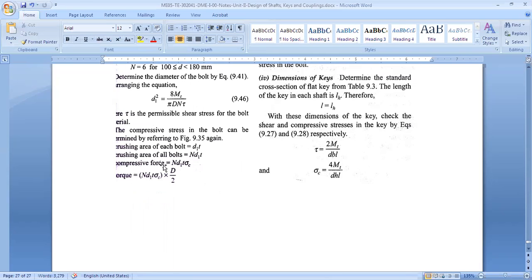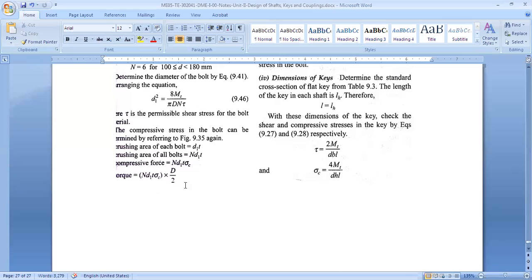Now the bolt will also undergo compressive or crushing stress. The area which undergoes crushing is the diameter of your bolt multiplied by the thickness of the flange. The flange is trying to crush the bolt, and the area which is opposing that is a rectangular area, where the height is the diameter of the bolt and the width is the thickness of the flange. So d1 into t will be the area which is opposing the crush.